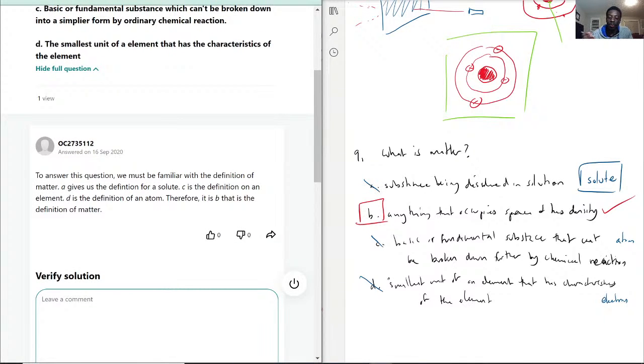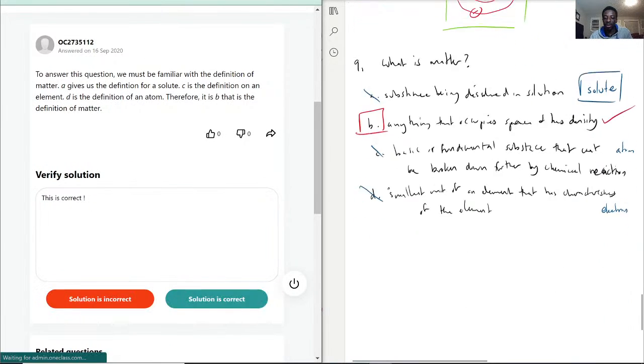So close, but point being is that the best definition of matter would be B, and this is correct. And now let's deal with question number 10.